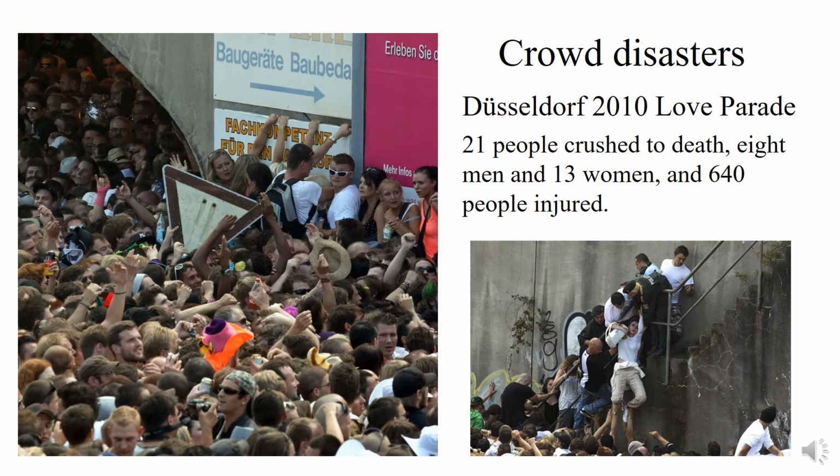And just for an example here to see what I'm talking about, this was the disaster in Dusseldorf back in 2010 at the Love Parade. There were 21 people crushed to death, 8 men, 13 women, and 640 people were injured in just a crowding incident where people were squished together. What happens when you're pressed together like this is you cannot breathe. It's called compressional asphyxia. Your bodies are crushed together to the point where you can't extend your diaphragm. If you can't extend your diaphragm, you can't take in a breath of air, and you'll die.